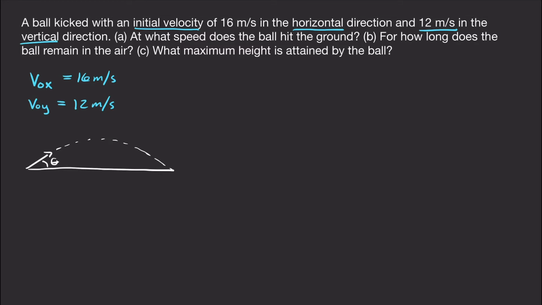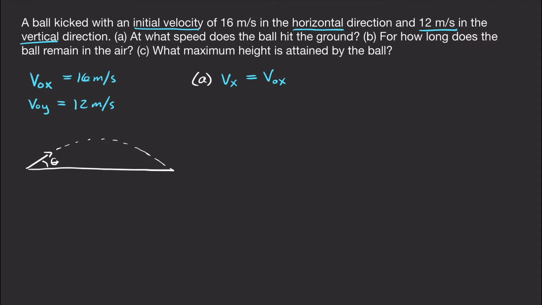And for the first part, it asks, at what speed does the ball hit the ground? So I'm going to use what I know about projectile motion. In the x direction, there is no acceleration. So the x component of velocity, when it hits the ground, is going to be the same as it was when it left. So the x component won't change.